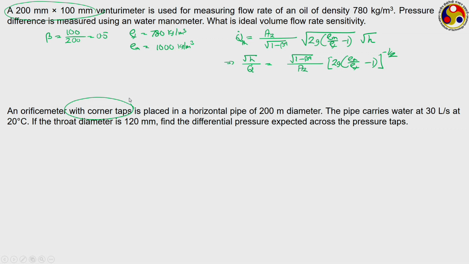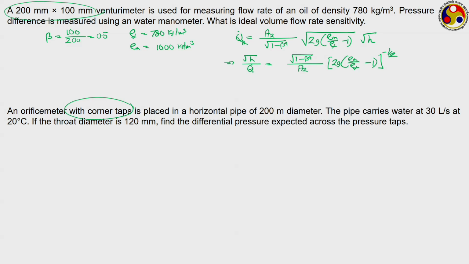This is important. We have discussed that the location of taps strongly influences the corresponding pressure recovery part and the measurement, particularly the value of CD in practical situation. So, we are dealing with an orifice meter with corner taps. It is placed in a horizontal pipe of 200 millimeter diameter. The pipe carries water at 30 liter per second at 20 degrees Celsius.